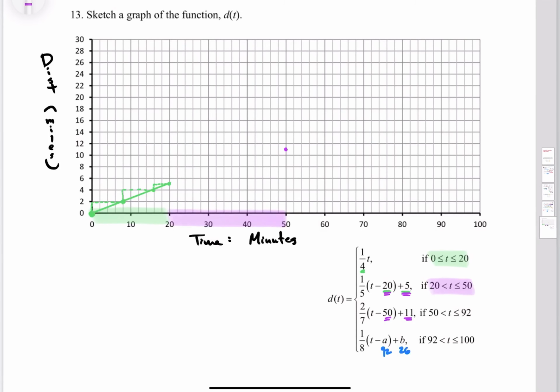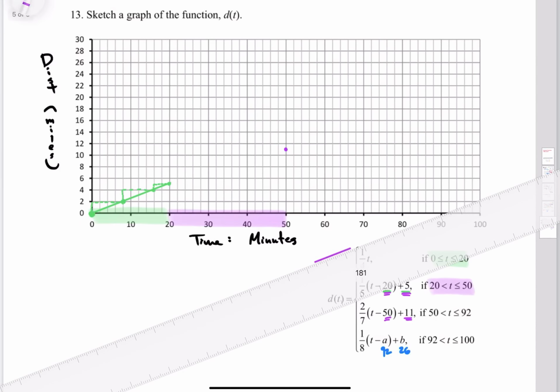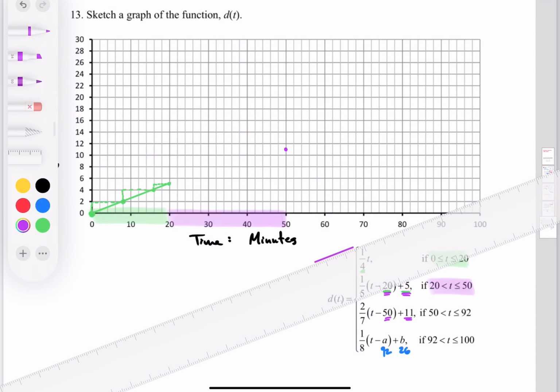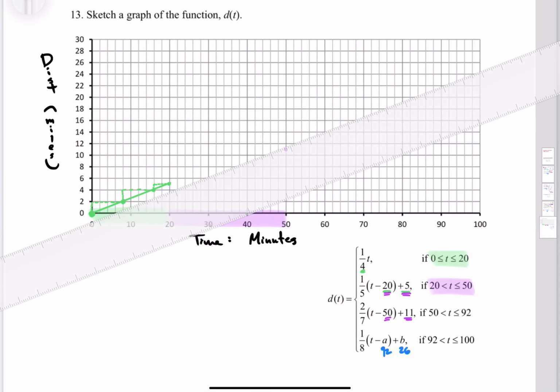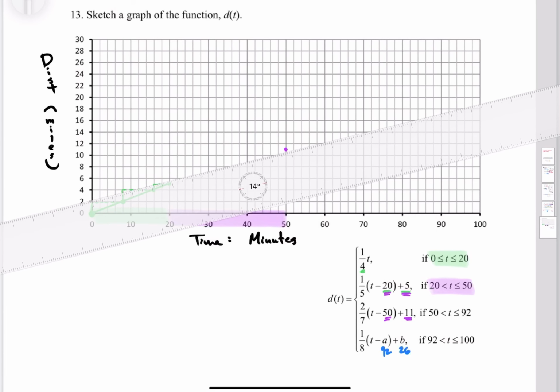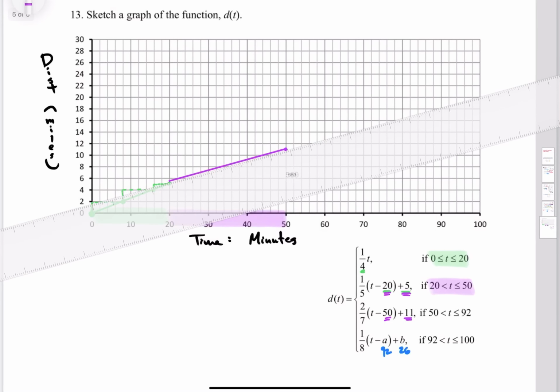So I'm going to take my straight edge, and I'm just going to connect these two pieces here. Let me erase that really quickly. Okay, so let's move this. And we're just going to connect those 2 points. And that's going to represent our second interval. So our second interval is from here to here.